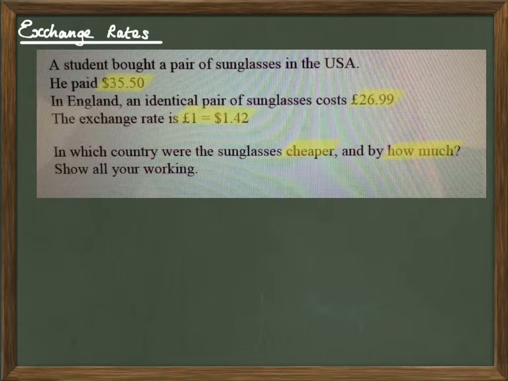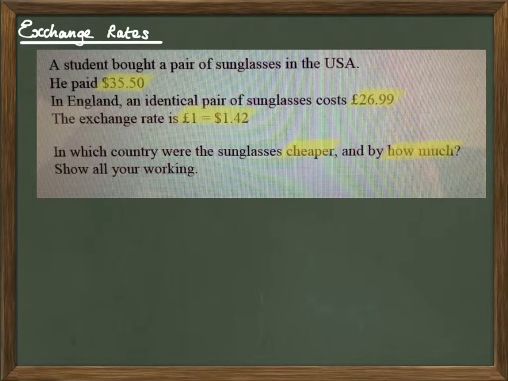Now, first things first, do not get confused and say that obviously they're cheaper in England because it's 26.99 and the other one's 35.50, because these are different currencies. Okay, so it's maybe not as straightforward as it first looks. What I have to do is convert them to a common currency. So I either put my pounds into dollars or my dollars into pounds. Once I've got them in the same currency, then it should be easy for me to say which one the cheaper one is, and I can work out what the difference is.